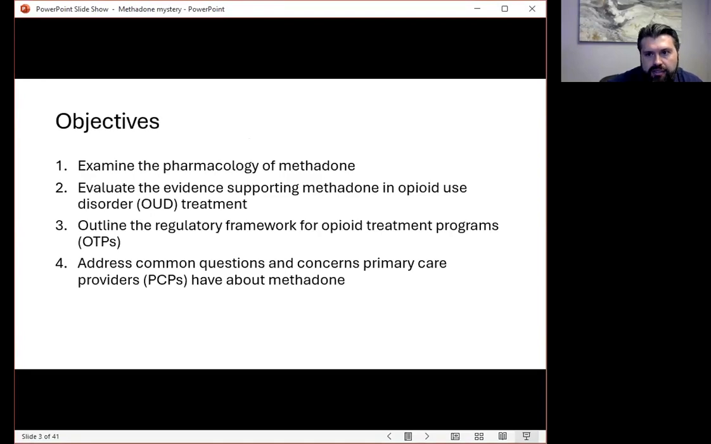So our main objectives this afternoon are to examine the pharmacology of methadone, really to understand methadone's mechanism of action, its metabolism, and its effects. And then evaluate the evidence supporting methadone in OUD treatment, reviewing clinical research and outcomes supporting its efficacy and safety. Then outlining the regulatory framework for opioid treatment programs, summarizing key rules and regulations governing methadone use in opioid treatment programs.